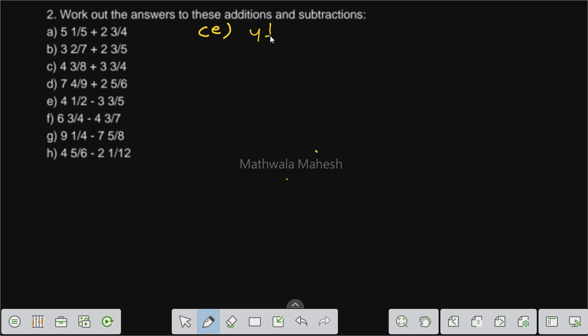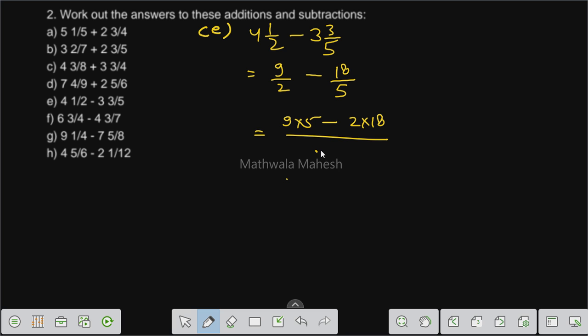Four and a half minus 3 and 3 by 5. 4 and a half is 8 plus 1, 9 by 2, minus 15 plus 3, 18 by 5. Same, do the cross product. 9 into 5 minus 2 into 18 upon 2 into 5, which is 45 minus 36 by 10, which is 9 by 10. So this is the correct answer.